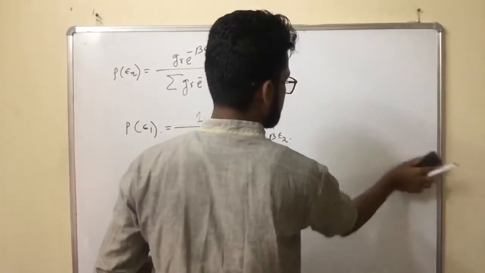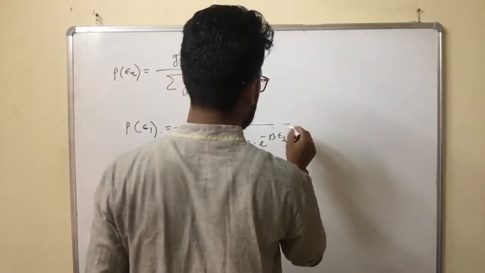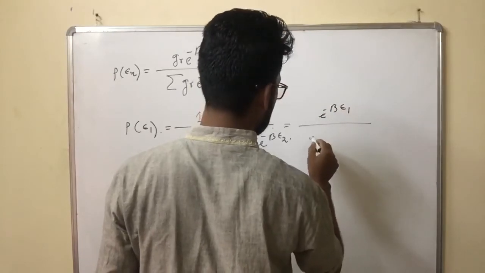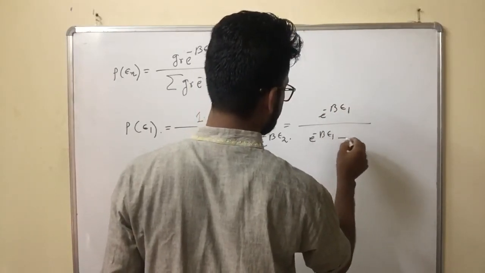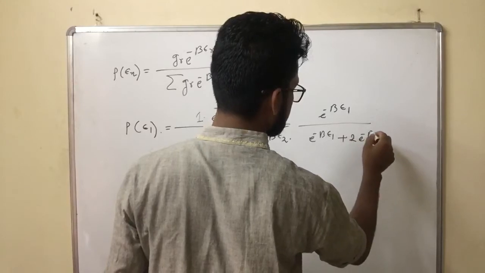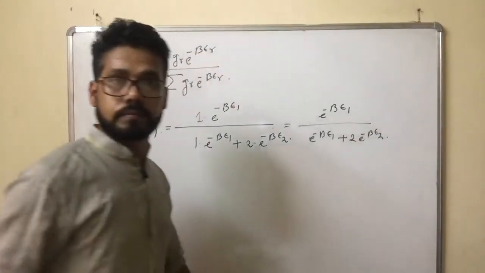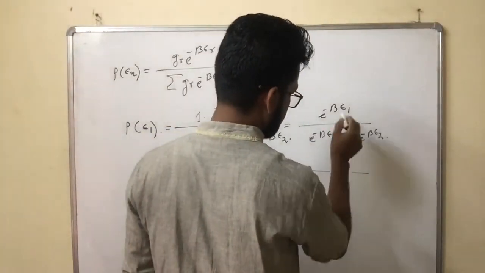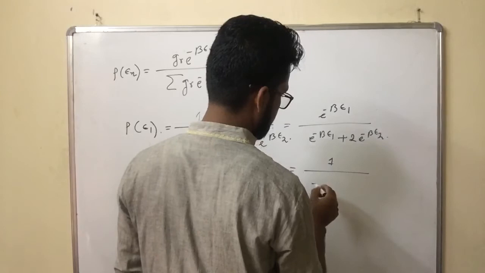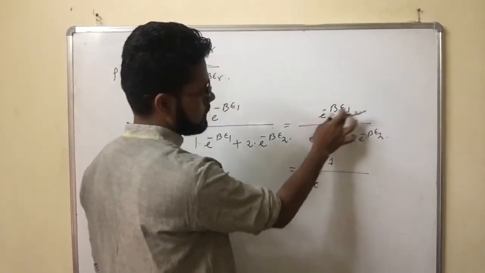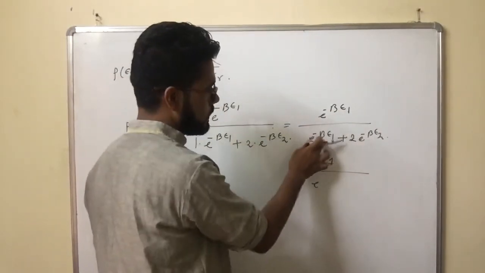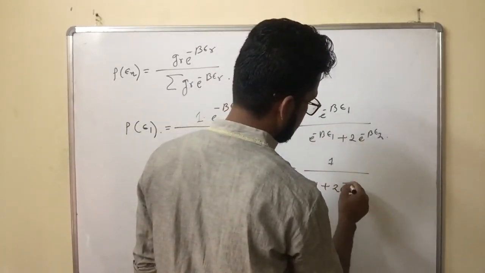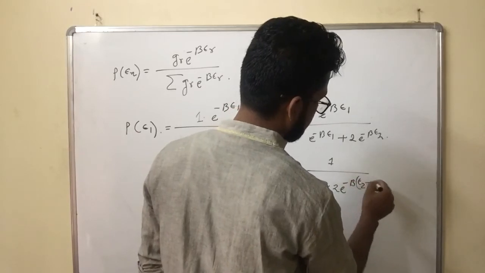I removed this part due to space limitation. I will put e to the power minus beta E1 over e to the power minus beta E1 plus 2 times e to the power minus beta E2. Okay, this is it, and you can simplify it this way. Dividing this part by this one, it will be 1, and it will be 1 plus 2 e to the power minus beta (E2 minus E1).